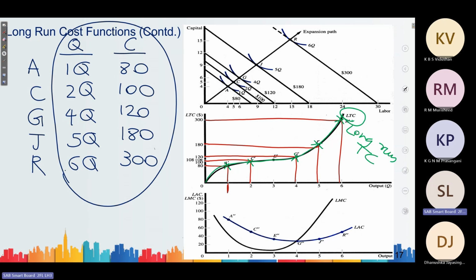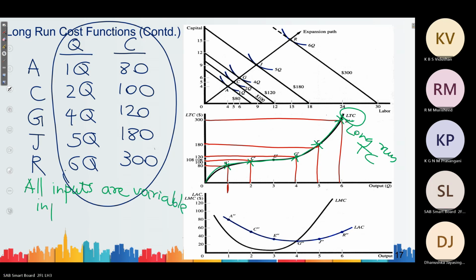As we learned in previous sessions, in the long run, all inputs are variable inputs. Therefore, all costs are variable costs.